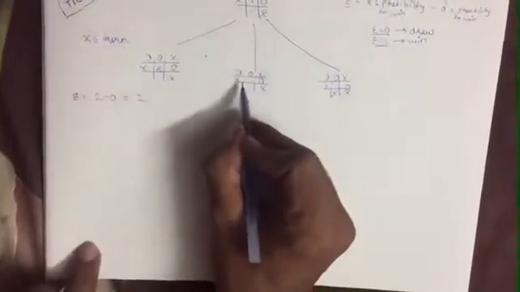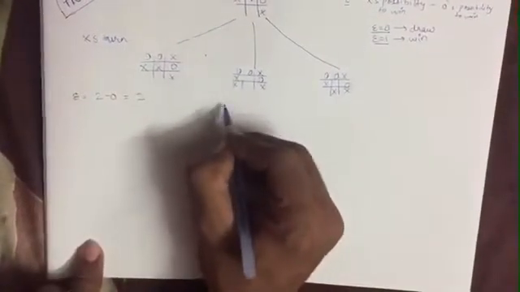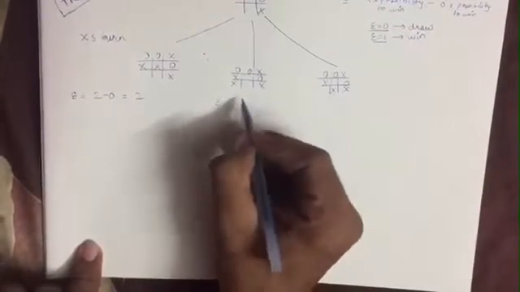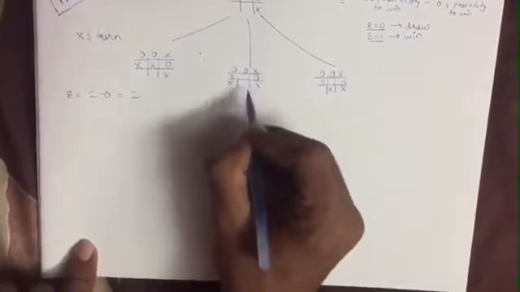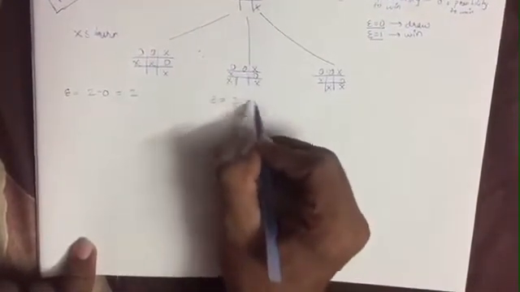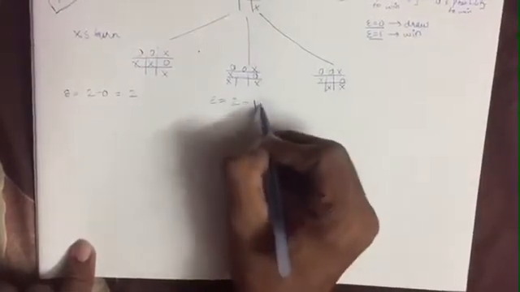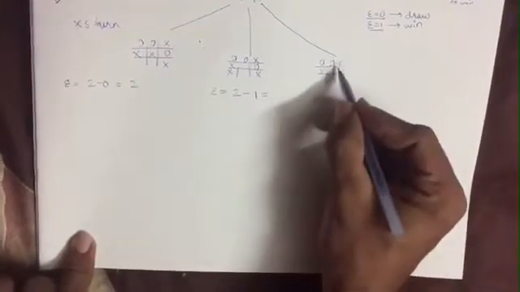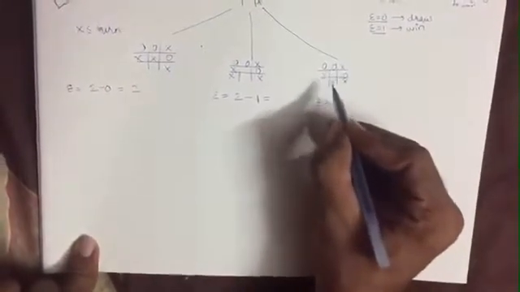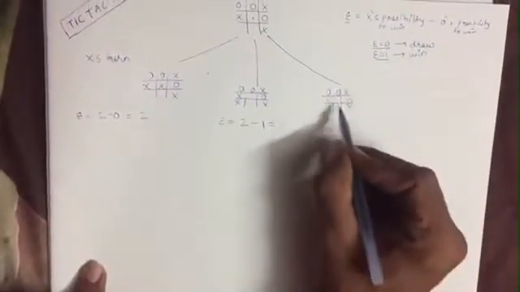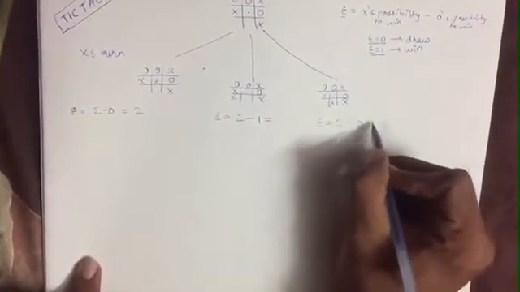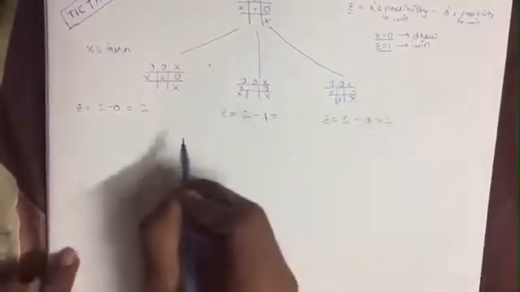In this one, X possibility will be equal to 1 and 2, and here O possibility will be 1. So this will be equal to 1. Now here E will be equal to 1 and 2, and for O it will be 0. So for 2 minus 1, 2.